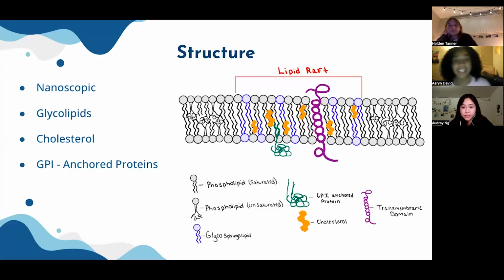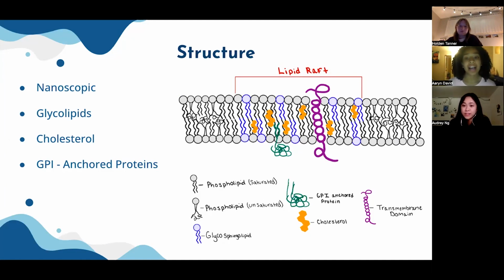Okay, so getting into the structure of these lipid rafts, I'm going to start by saying they are nanoscopic. Because of this, a lot of the research and knowledge that we have on these lipid rafts was done by in vitro experiments because it is very hard to visualize them in vivo, and tagging them with labels reduces their affinity for raft domains, which affects their function.